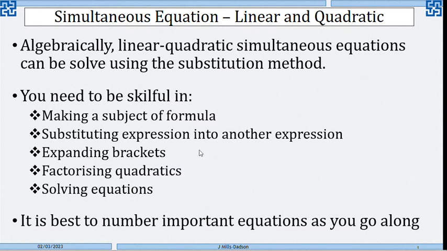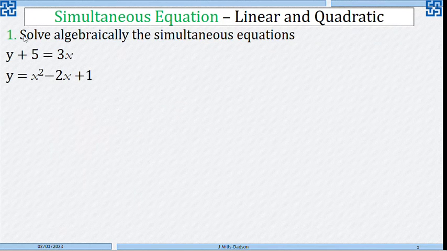So let's look at the first GCSE exam style question. We have to solve these simultaneously. Remember, for these kinds of questions, the best way is to use what you call the substitution approach. You cannot do the elimination. The best way is the substitution approach.